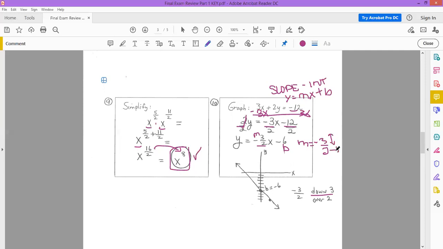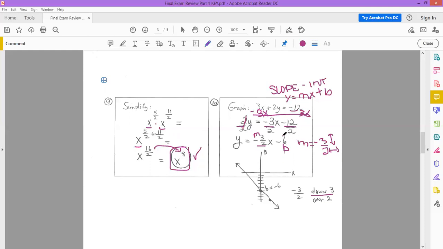And then the denominator tells us how we shift along the x-axis. So either we're going to go to the right or to the left. We go right if our number is positive, and we move left if that bottom number is negative. So negative 3/2 tells us to move down 3 spaces and to the right 2 spaces.